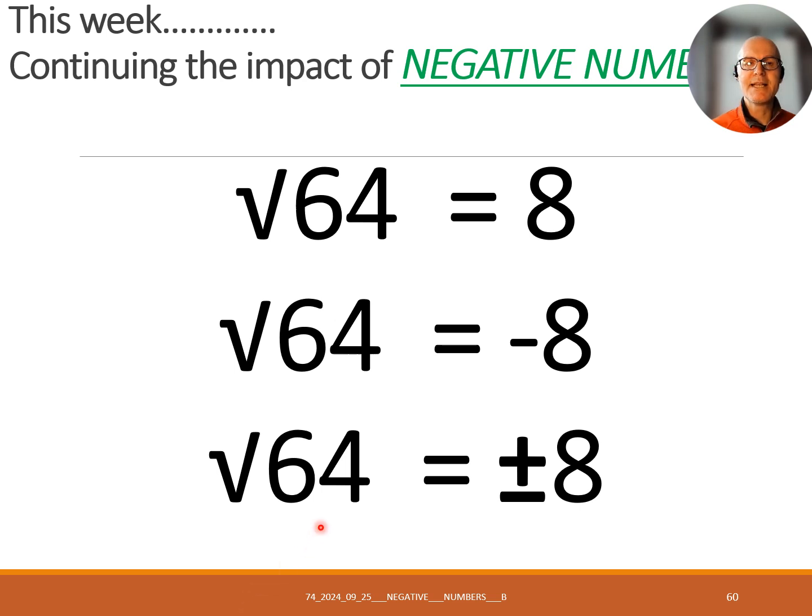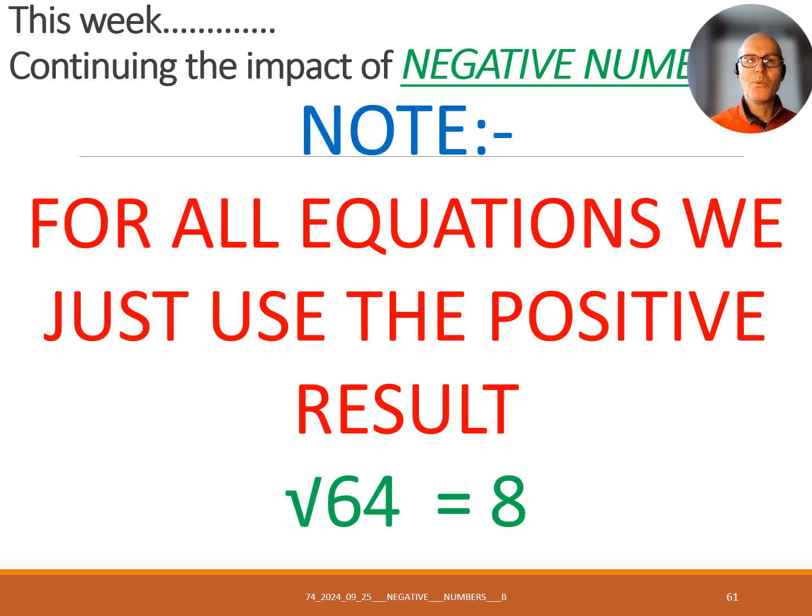So the way that we express this is that root 64 equals plus or minus 8. Plus 8 is correct, minus 8 is correct, so we express it as plus or minus 8. However, when you're performing equations using BODMAS, you always just use the positive result. So when you're performing an equation with square roots, you always use just the positive answer. You don't use the negative answer.